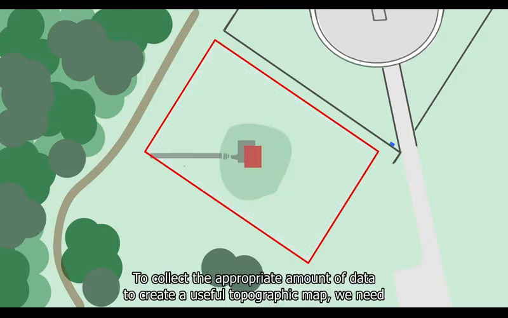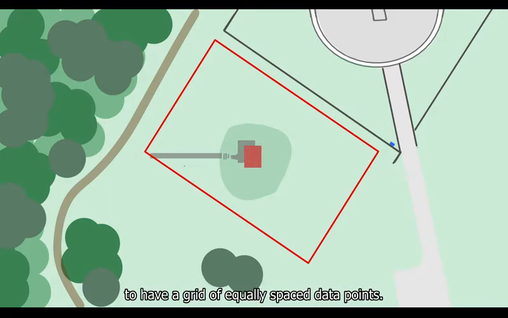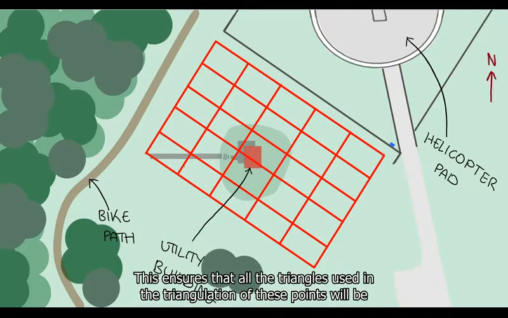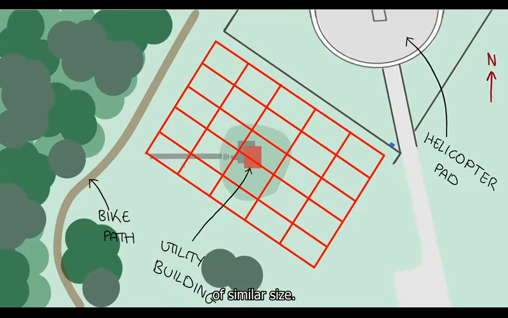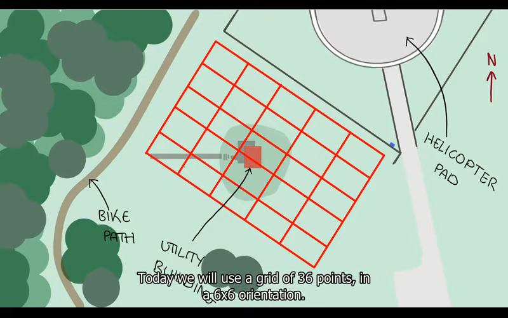To collect the appropriate amount of data to create a useful topographic map, we need to have a grid of equally spaced data points. This ensures that all the triangles used in the triangulation of these points will be of a similar size. Today, we will use a grid of 36 points in a 6x6 orientation.